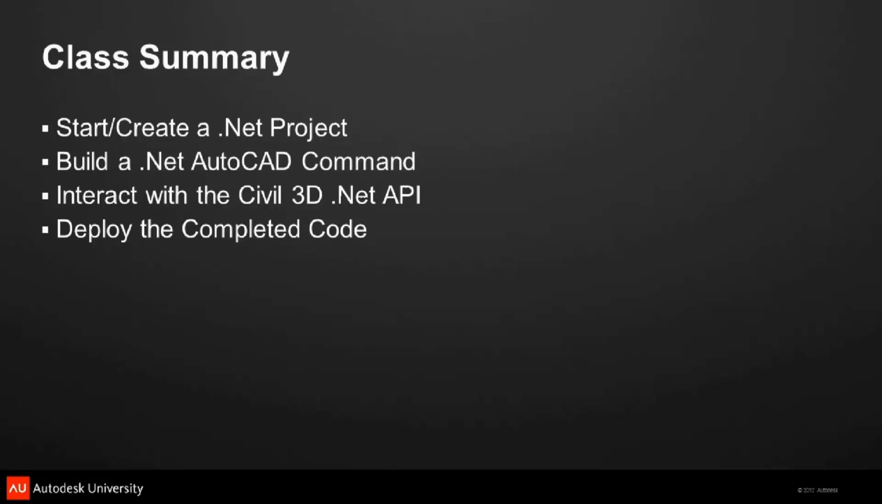Since AutoCAD Civil 3D is built on top of AutoCAD, we have to use the .NET API as well as the Civil 3D .NET API. So we're going to look at some of the AutoCAD API that we have to use, and then interact with the Civil 3D .NET API, and then hopefully we'll have time to look at the deployment methods, because once you build it, you still then have to get it out to the users and get it loaded automatically for the users. So that's what we're going to look at.